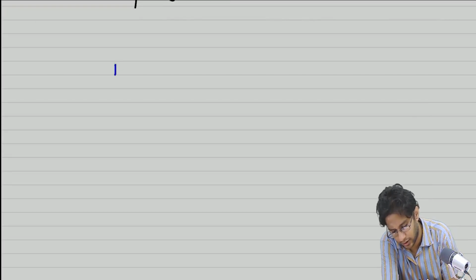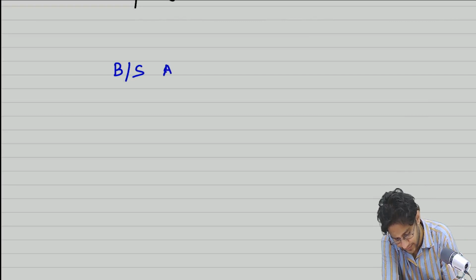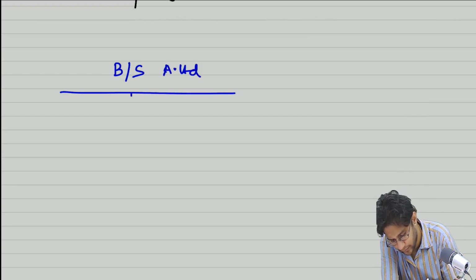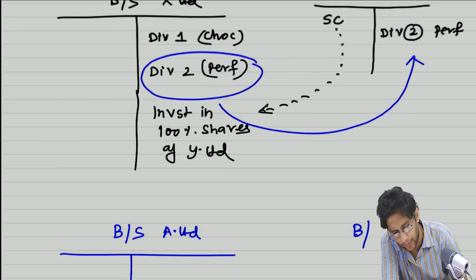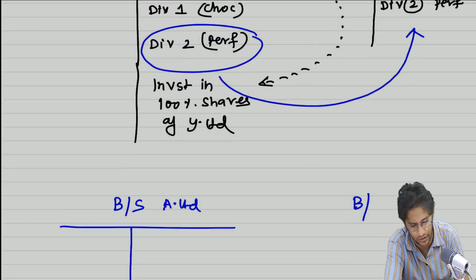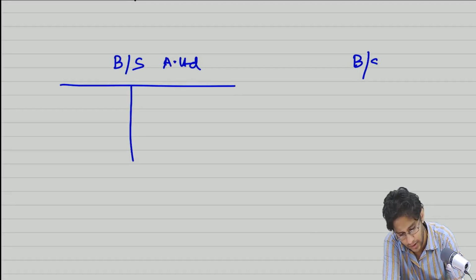The most common control transaction from your examination point of view is this, which is a demerger case. This above example is not a demerger. This is a sale of division. This is a demerger case.